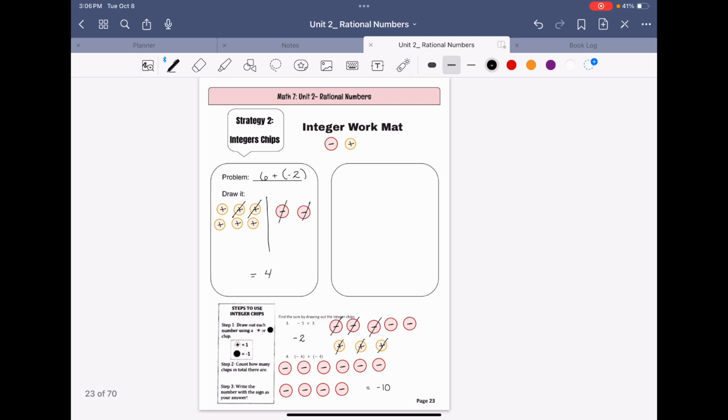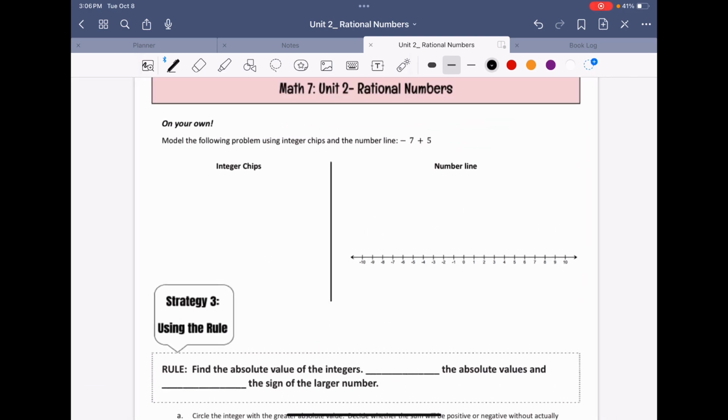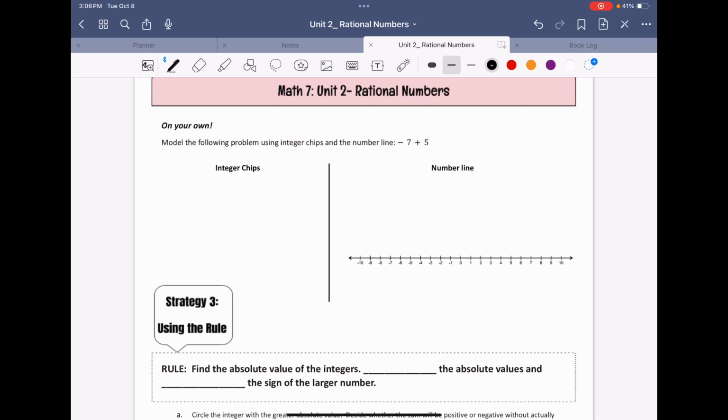All right, on to the next page. So on your own, I want you to try this out. So you're going to use the integer chips and the number line to show negative 7 plus 5. So pause the video when you're all set, and check your work.